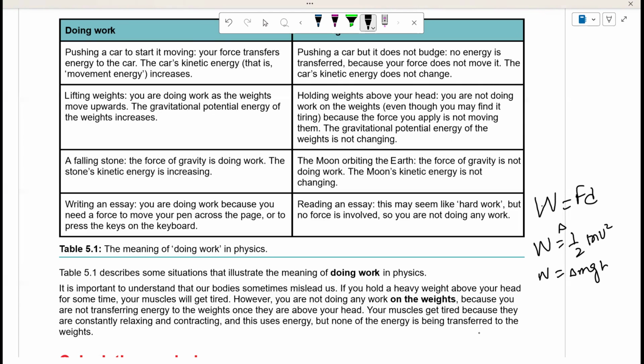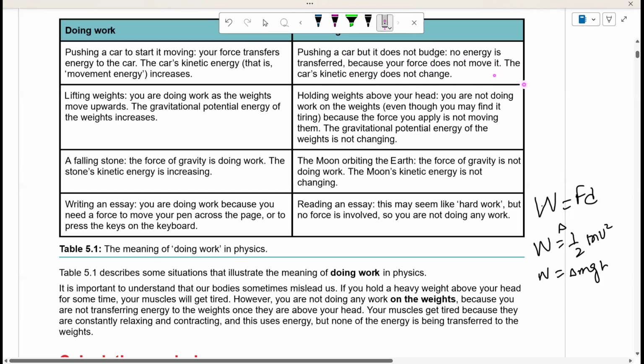Let's not talk about conveyance, that's a long topic of how energy is converted. We are only focusing on the major section. Energy conveyance is a long topic: work applied, chemical potential energy converts into kinetic energy, and so forth. As you can see in the table, they have said that by pushing a car, no energy is transferred because your force does not move it.